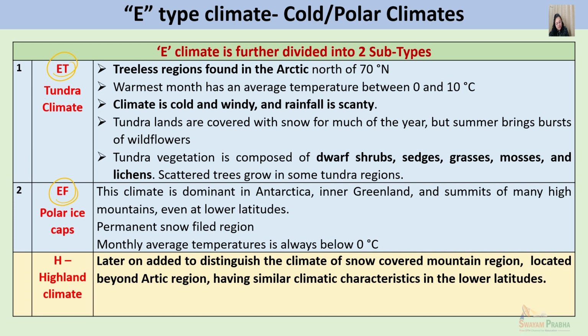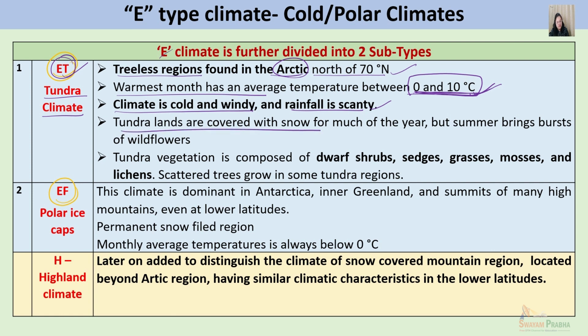ET type of climate denotes the tundra type of climate, which is a treeless region found in the Arctic north of 70-degree north latitude. And the warmest month has an average temperature between 0 to 10 degrees Celsius. So the average range of temperature is between 0 to 10 degrees Celsius. Climate is cold and windy and rainfall is scanty in these areas. Therefore, ET, a special category to represent this type of climate, is created under the E type of climate.